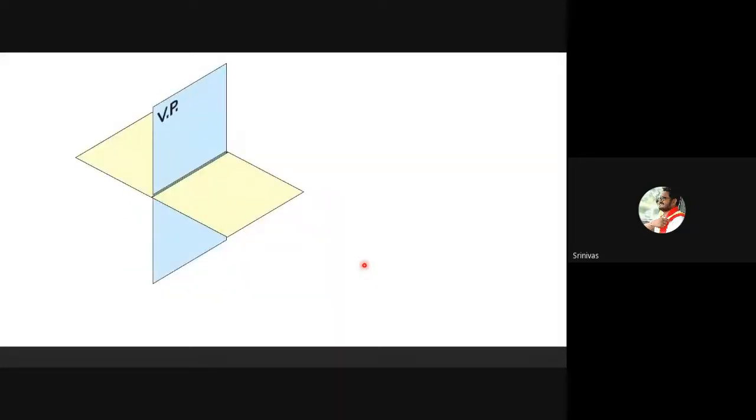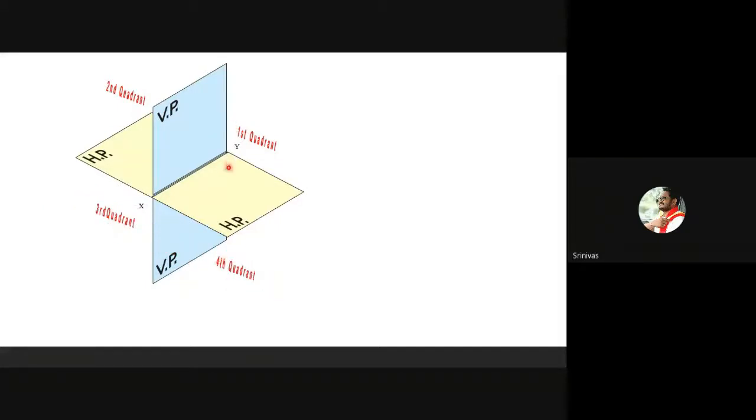This is our vertical plane and horizontal plane. When the horizontal plane and vertical plane intersect, we will get four compartments, and each compartment or chamber is called a quadrant. The common intersection line of the horizontal and vertical planes is called the XY line. This is the first quadrant, this one is the second quadrant, and this one is the third and fourth.